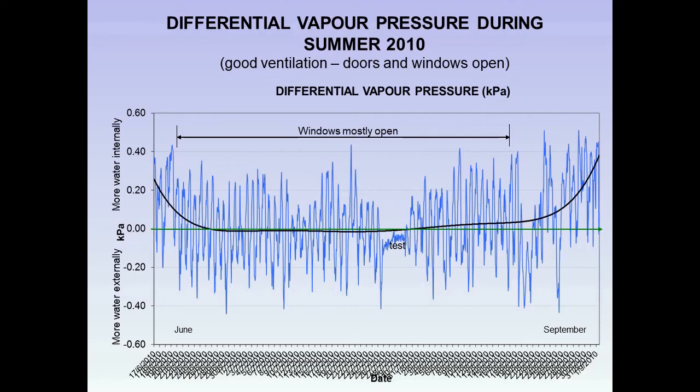And also notice that the average trend, whatever you want to call it, is 0. Why? Because the windows and doors are open, we're getting good ventilation overall, but notice this constant variability, but we have an average. The other interesting point to note is at the right hand side, all of a sudden we start getting vapor pressures always in the positive. Why? Because it's getting colder and the doors and windows are starting to be closed.